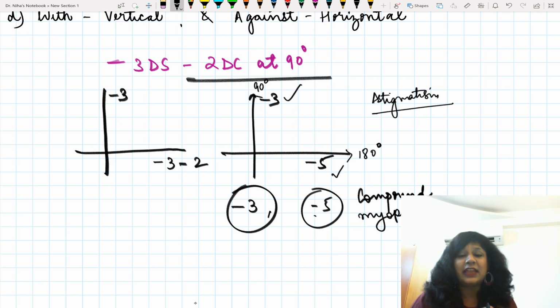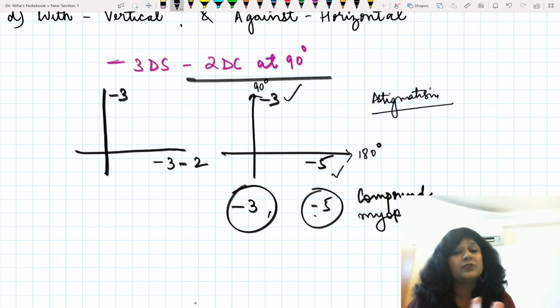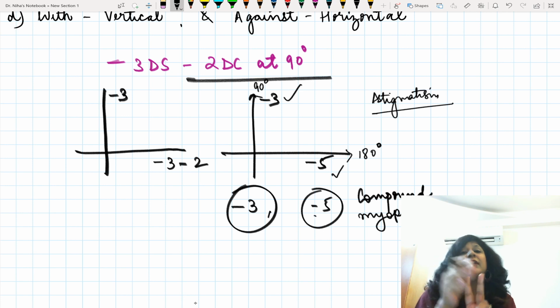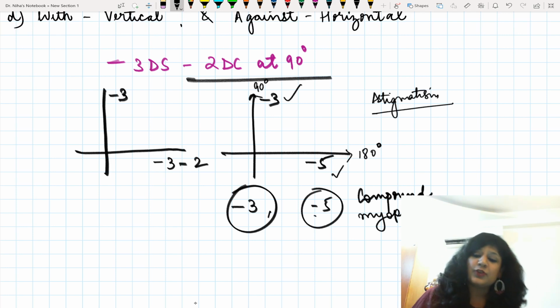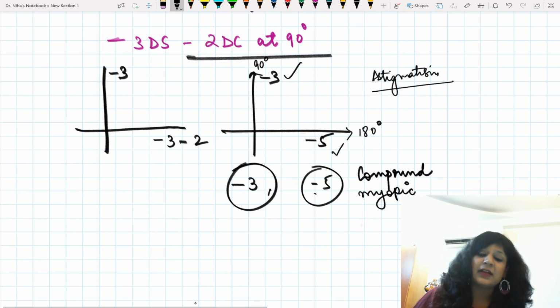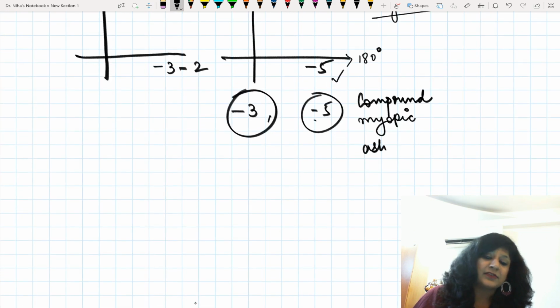Now let us again see. First of all, we have got a difference in the power, so it is astigmatism. None of them is emmetropic, so it is not simple. So now it is compound. Now in compound, we have the same signs in both. If it is one plus and one minus, it is mixed. If it is both plus, then compound hypermetropic; both minus, compound myopic. So now I can say that it is compound myopic astigmatism.